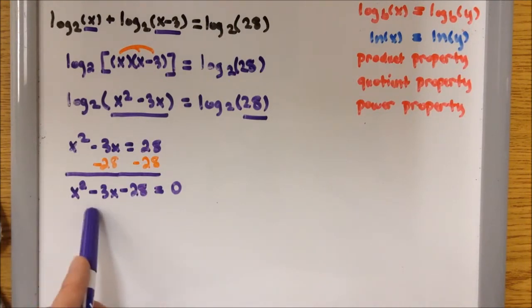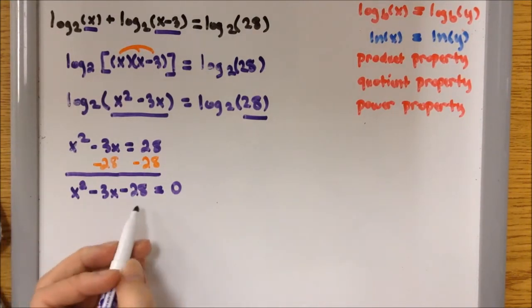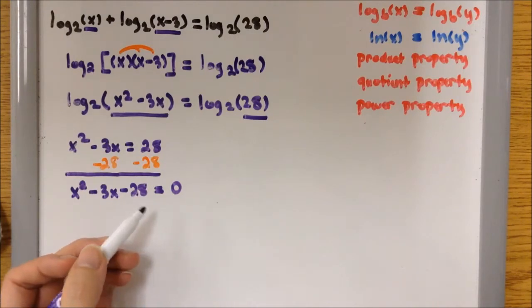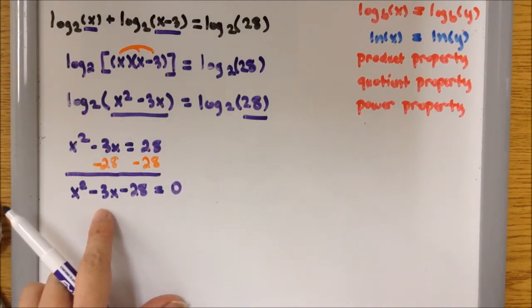So we have x squared minus 3x minus 28 equal to 0. So when you have a quadratic equation that equals 0, we can start factoring. We have to look for factors of negative 28, where the product is negative 28 and the sum is negative 3.